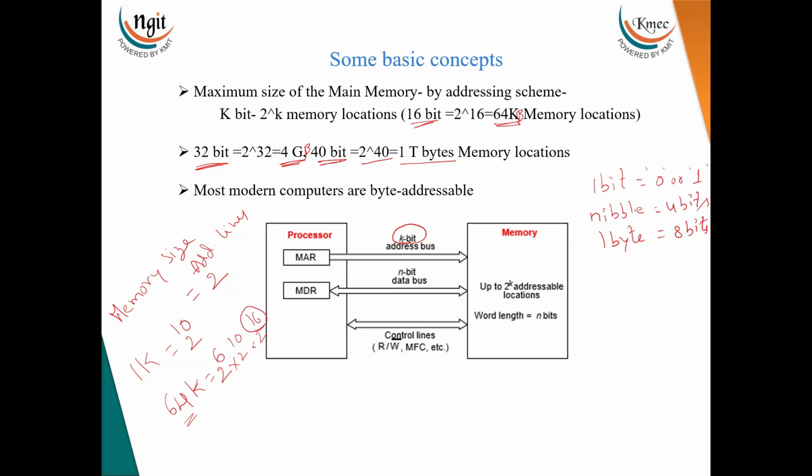Now, similarly, 4 giga. Now, kilo means 2 to the power of 10. Mega means what? 2 to the power of 20. Giga means 2 to the power of 30. And tera is equal to 2 to the power of 40.